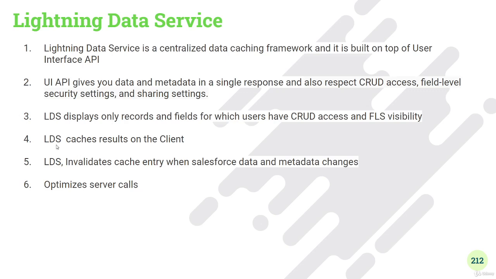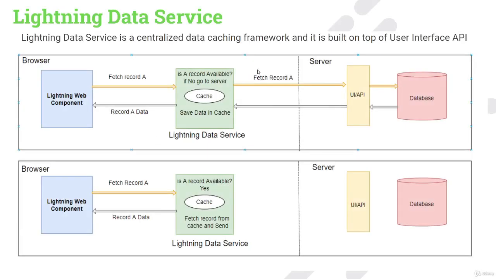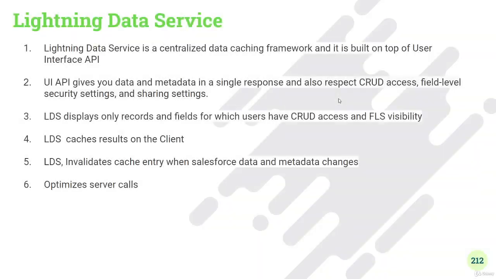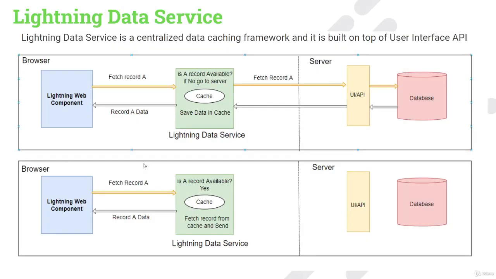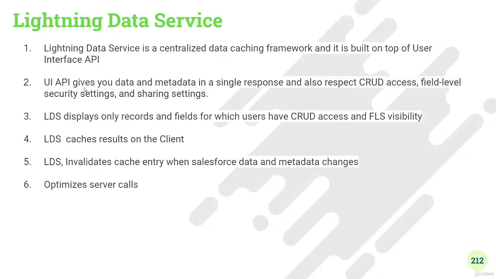That I already explained. LDS caches results on the client. If you look at the diagram, the Lightning Data Service is a client side cache. Basically it's not at the server side, and LDS invalidates the cache entry when Salesforce data or metadata change. So behind the scenes, if a third component updates the record A, it automatically invalidates the cache and fetches the latest records, and it automatically updates the Lightning Web Component as well.